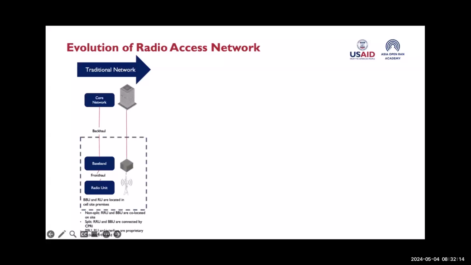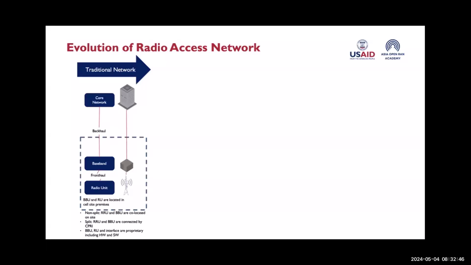Okay, and we have the core network, and then the baseband and the radio unit are located in cell site premises. So whenever you want to deploy or upgrade a new component or do a capacity augmentation, you need to go on site to upgrade the baseband or to replace the radio unit. Okay. So this is the distributed RAN, the traditional network.